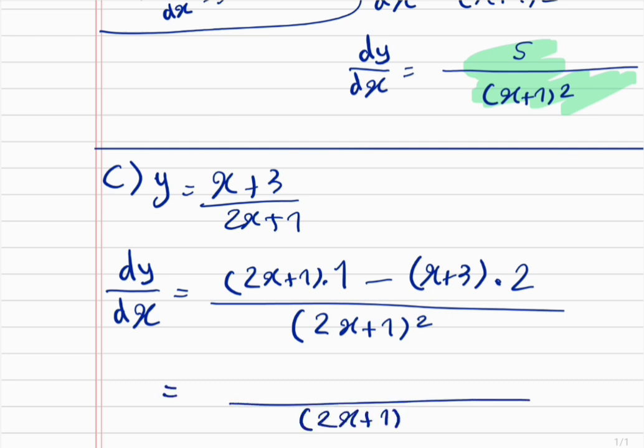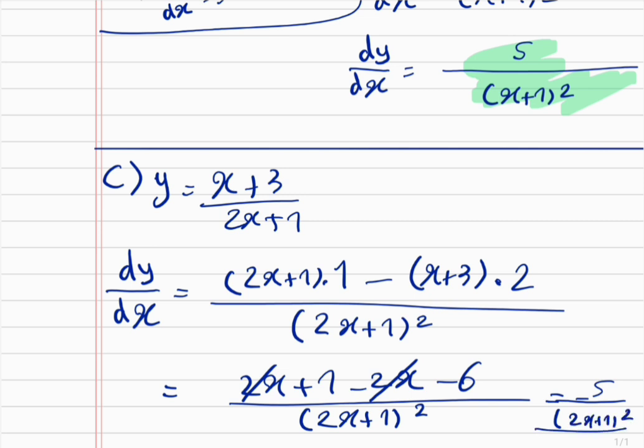Since this one is also not very messy, I'm going to simplify it. So it's 2x plus 1 squared on the denominator, and the numerator is 2x plus 1 minus 2x minus 6. We have 2x and minus 2x, which cancel out. And then 1 minus 6 is minus 5, divided by 2x plus 1 squared. So minus 5 divided by 2x plus 1 squared is the final answer in this case.